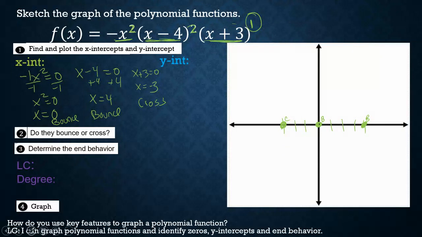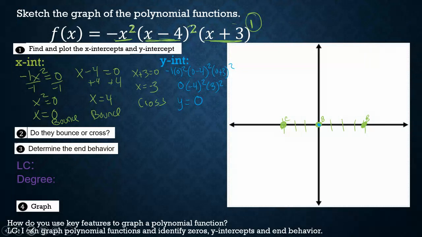Okay, now the y-intercept, it's pretty easy for this one because if you plug in 0 for all of your x's, that would be negative 1 times 0 squared times 0 minus 4 squared times 0 plus 3 squared. That becomes 0. This becomes negative 4 squared. This becomes 3 squared. All this is just going to be 0. And we already knew that because the x-intercept was 0. So the x-intercept and the y-intercept is the same thing there.